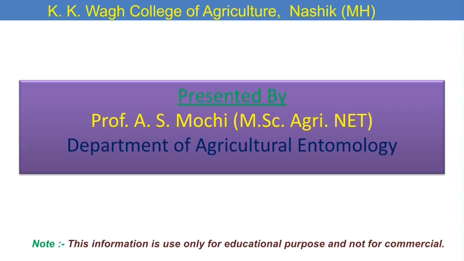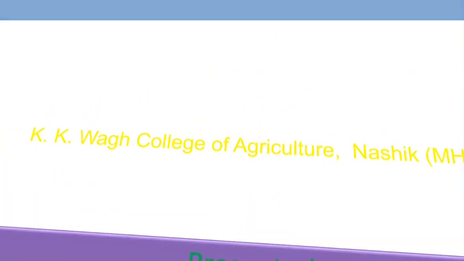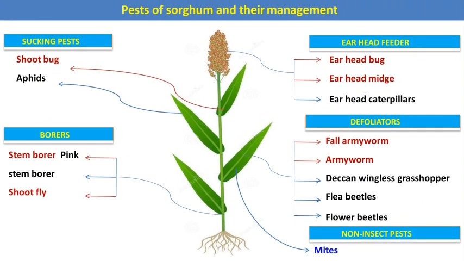Today we are going to learn about pest management in sorghum or jawar, because sorghum is the major crop in Kharif season. Here, if you see, these are the different major and minor pests which infest sorghum in Kharif season as well as in other seasons also.